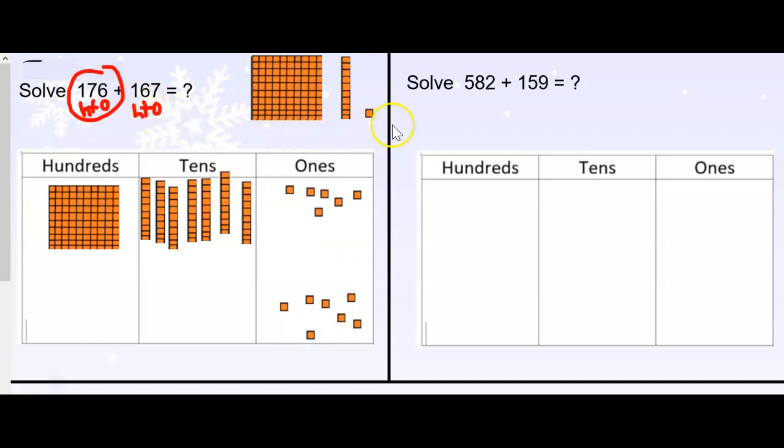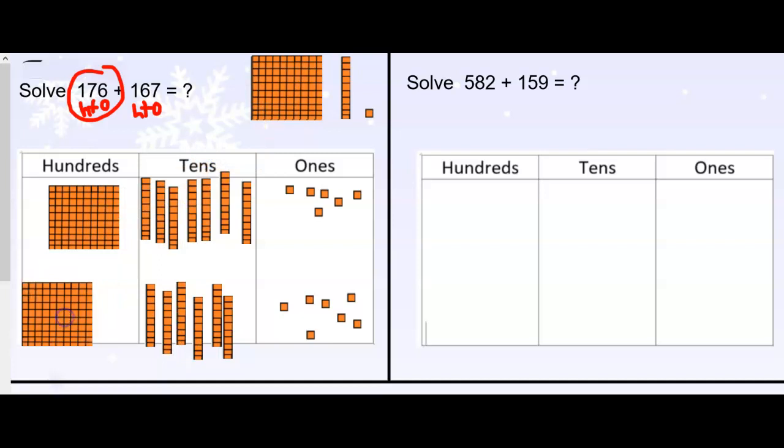Then we have 6 tens. Help me count. 1, 2, 3, 4, 5, and 6. And last but not least, we have another hundreds. Now, boys and girls, we can cross these numbers off because we have put everything on the mat.